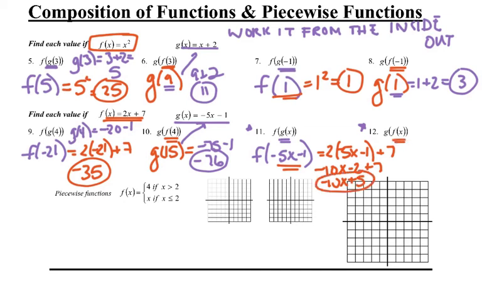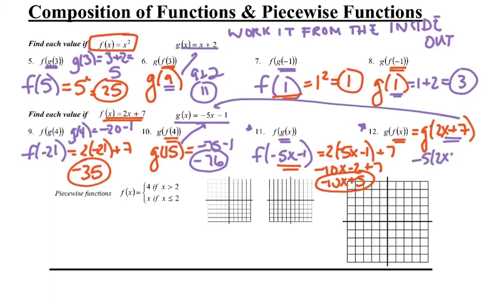Similarly, g of f of x, f of x is 2x plus 7. So you're going to take the 2x plus 7 and replace the x in the g function. So negative 5 times the quantity 2x plus 7, minus 1. Or negative 10x minus 35 minus 1, or negative 10x minus 36.